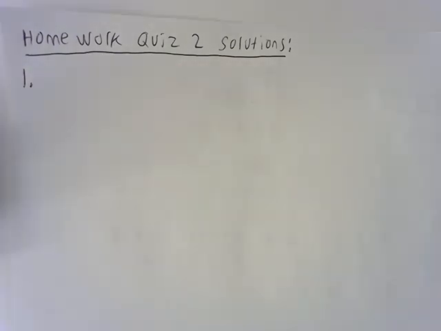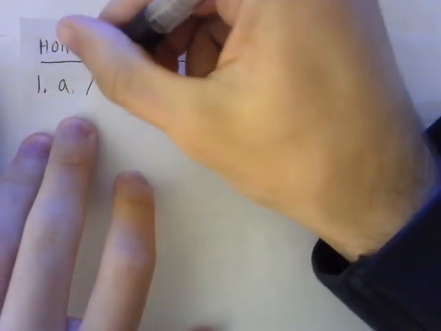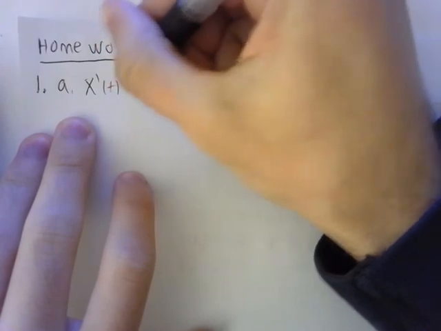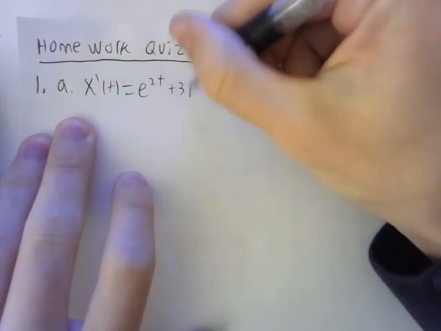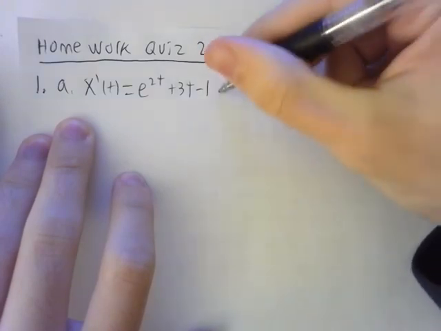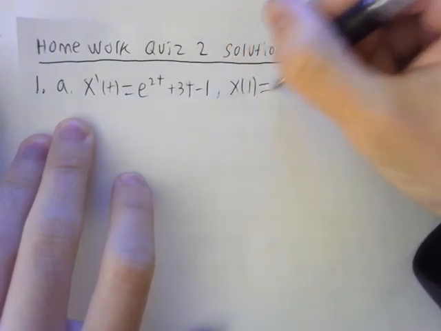Okay, so I'm going to be going over some of the problems from the homework quiz, starting with number 1. Problem 1 asks you to solve some initial value problems. The first one is x prime of t equals e to the 2t plus 3t minus 1, and we're told that x of 1 is equal to 0.